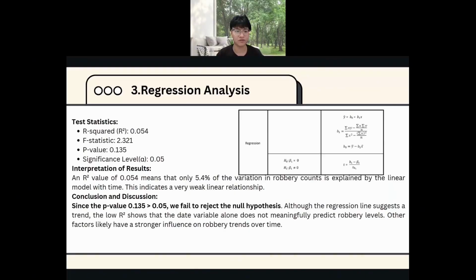An R squared value of 0.054 means that only 5.4% of the variation in the robbery counts is explained by the linear model with time. This indicates a very weak linear relationship.